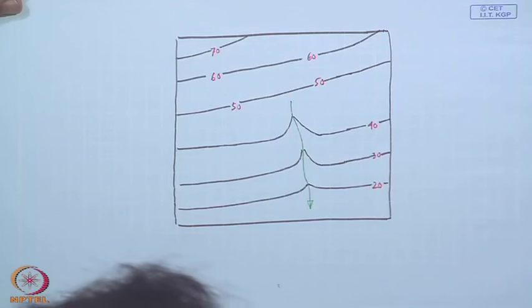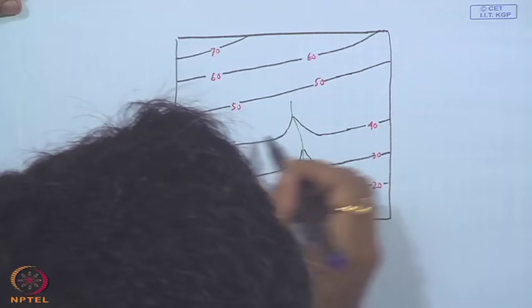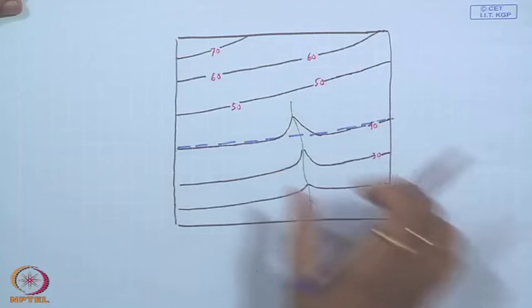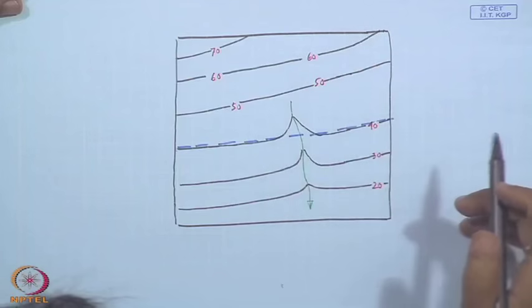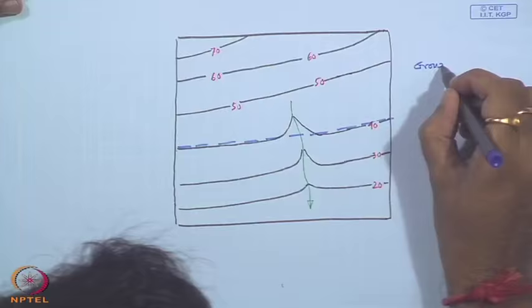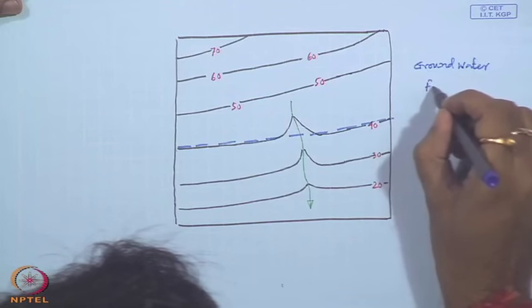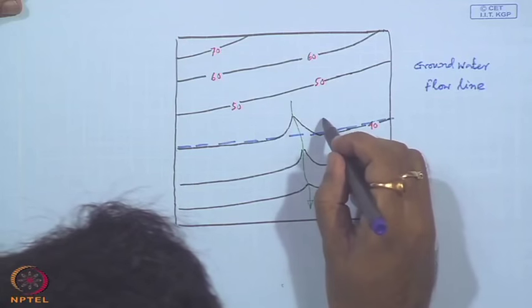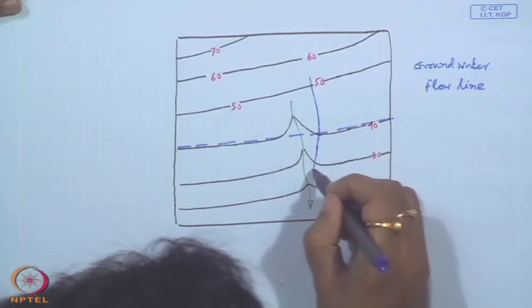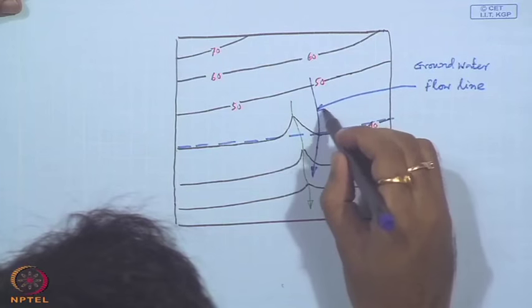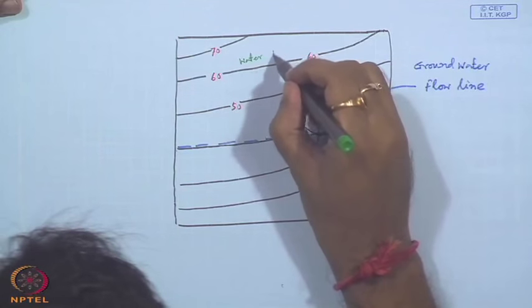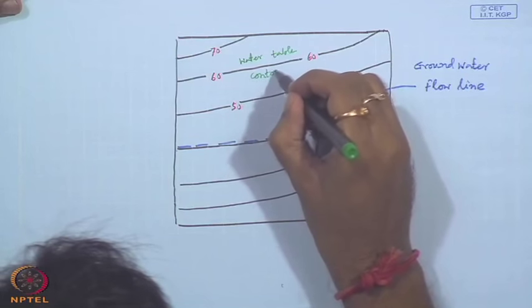Now, if we draw one arbitrary line here, so we will see that in the aquifer region, your groundwater table is not deviating. This is the groundwater flow line, which will be perpendicular to this. So, this is basically the groundwater flow line, and these are water table contours.